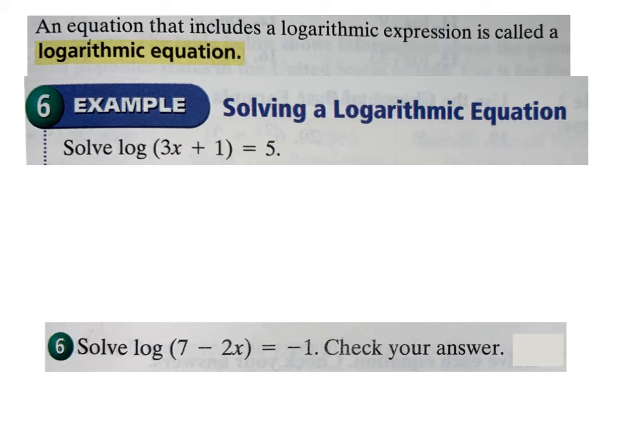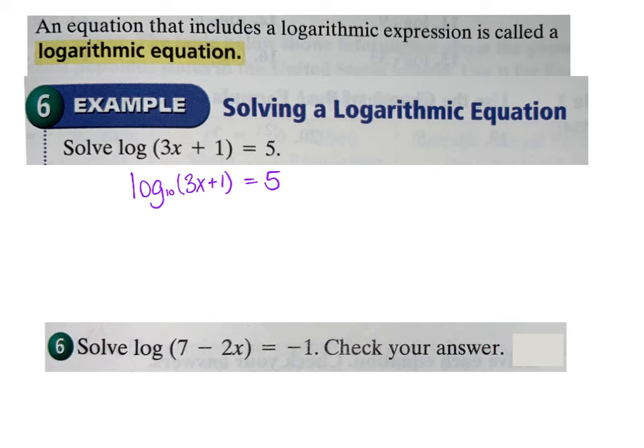So for this one, I have log of 3x plus 1 equals 5. And so what I'm going to do is use the base of this log on both sides. What is the base of this log? When I don't see a base, what is it? 10. So I have log base 10, right? Which I don't necessarily have to write, but I'm just showing you. Log base 10 equals 5.